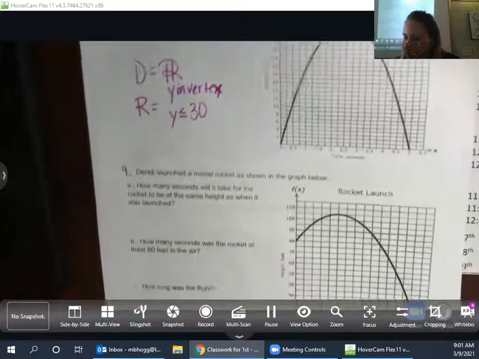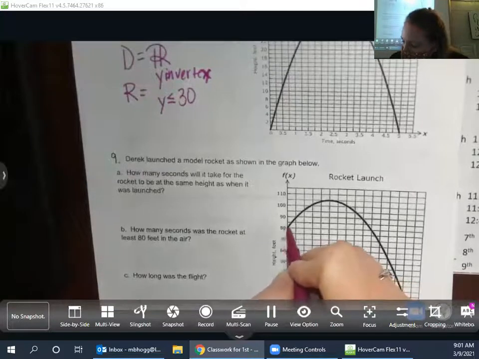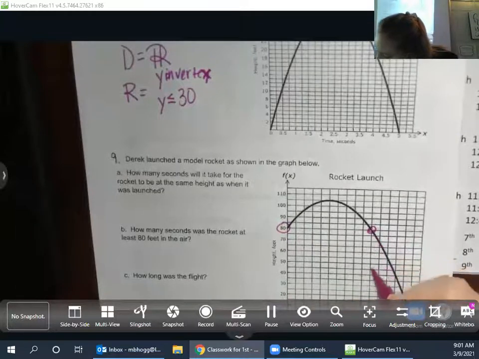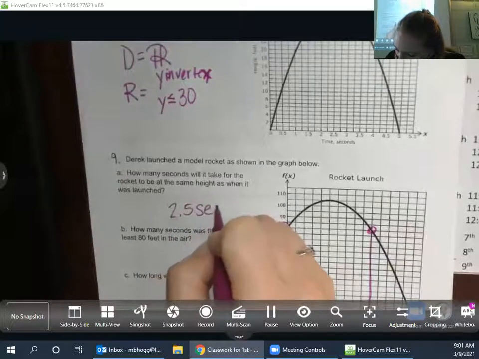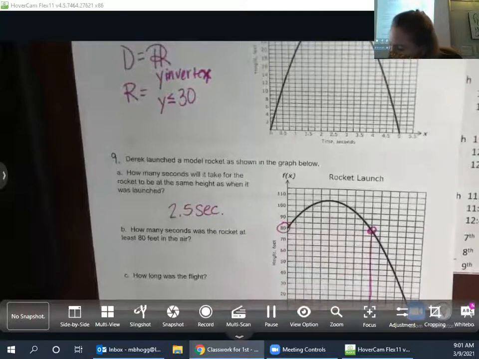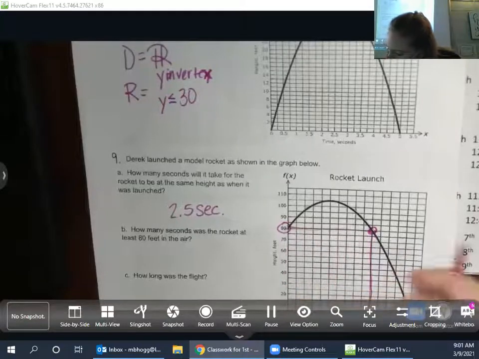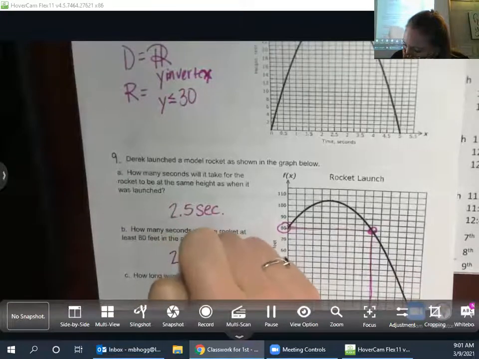Number 9, Derek launched a model rocket as shown in the graph below. How many seconds will it take for the rocket to be at the same height as when it was launched? Okay, so it was launched at 80. When we're looking to see when it gets back to 80. So that's at 2.5 seconds. How many seconds was the rocket at 80 feet in the air? Okay, so from here to here, pretty sure we just answered that. 2.5 seconds.